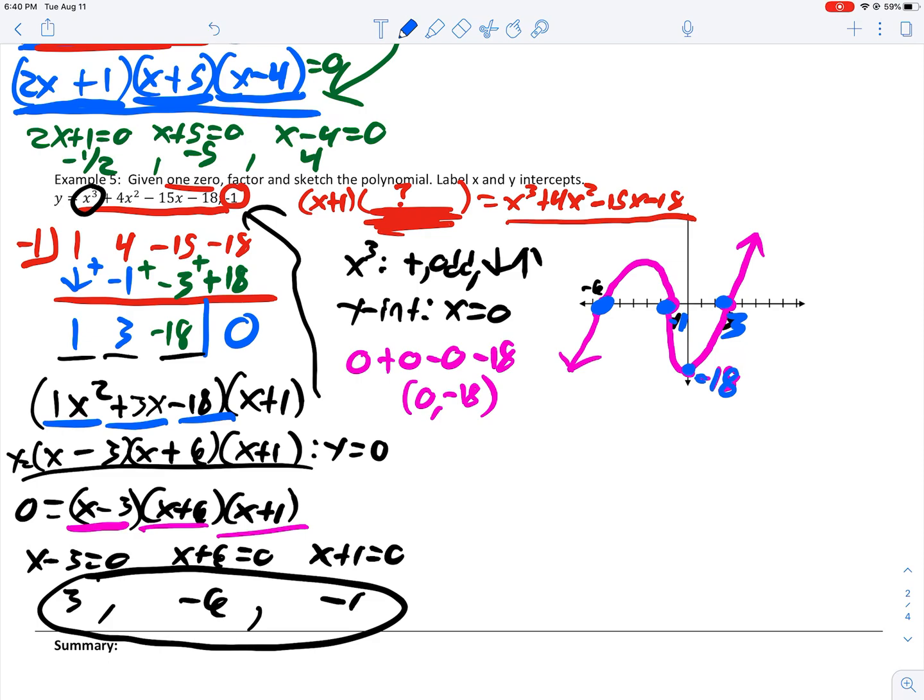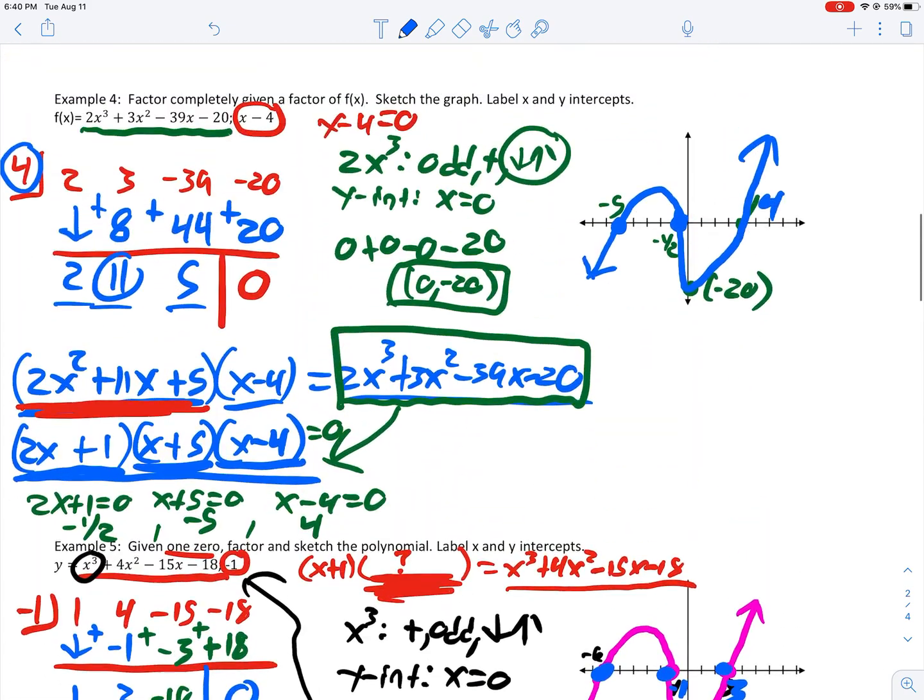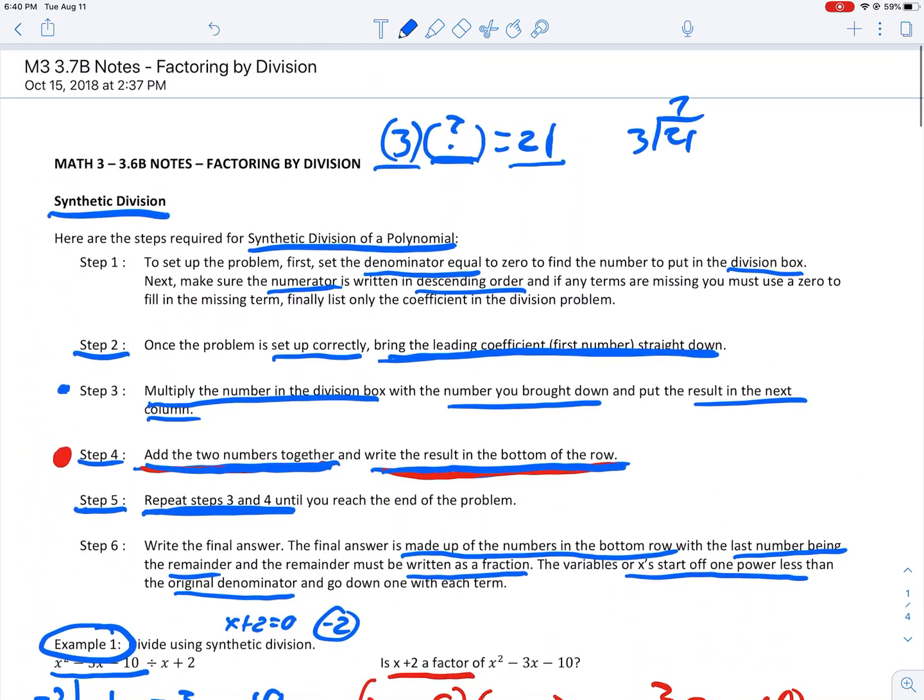So make sure you answer your essential question, write your summary answering that essential question, and then you will be done with your notes.